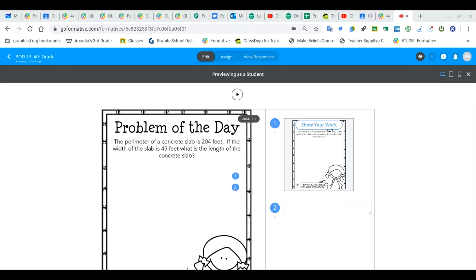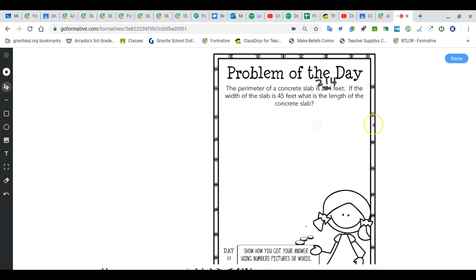This video is to help you out with problem of the day 13. Right, let's jump in and see what we got. All right, the perimeter of a concrete slab is 214 feet. If the width of the slab is 45 feet, what is the length of the concrete slab?